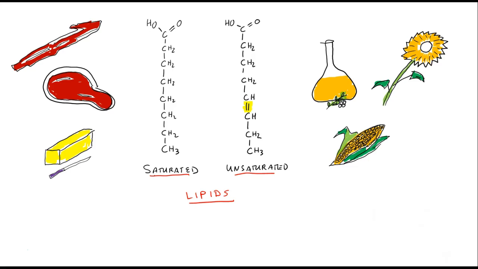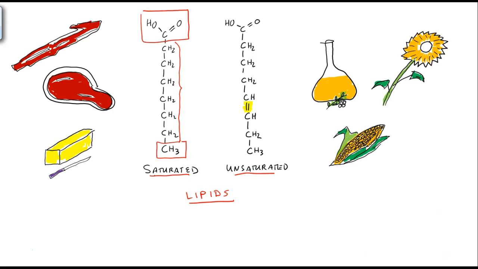Let's look at the general structure of a fatty acid that is saturated versus one that is unsaturated. And so what you can see from the saturated fatty acid is that every carbon in the chain has as many hydrogens as possible attached to it. Every carbon in the chain is saturated with hydrogen. At one end of the chain, you have a methyl group, and at the opposite end of the chain, you have an acid group, hence the name fatty acids.